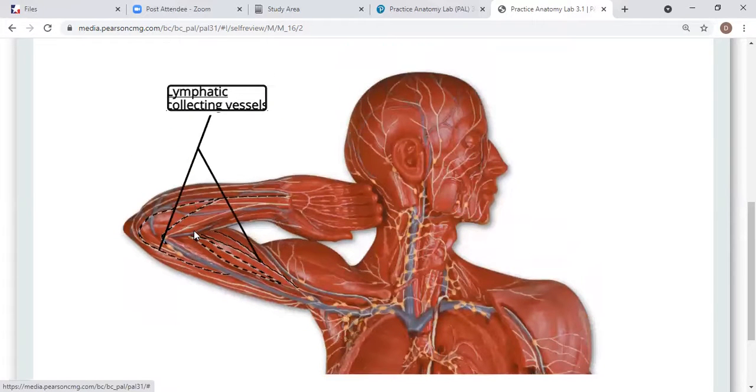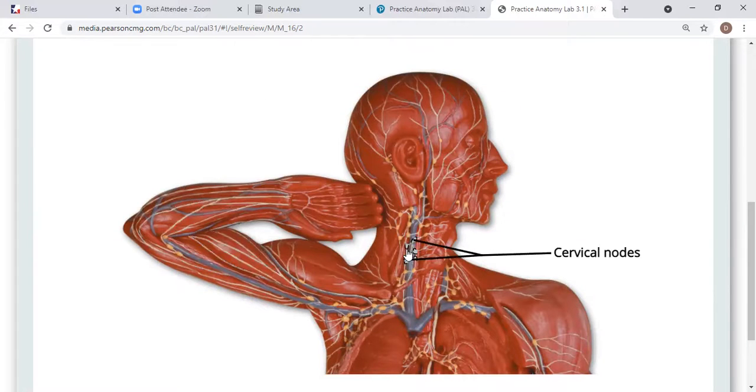These are the lymphatic collecting vessels, and we're going to be talking about other parts once we get into the lecture. We'll be discussing the ducts and the duct system. You can kind of think of it as an HVAC kind of duct system or air duct system. You can kind of think of it like that. These are known as your cervical nodes. And again, each one is a lymph node.